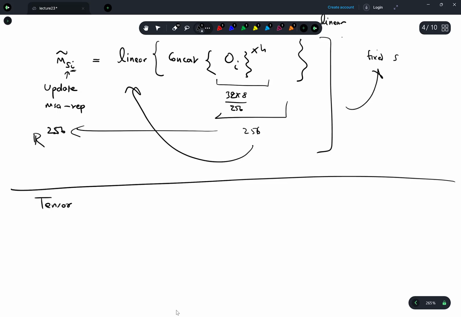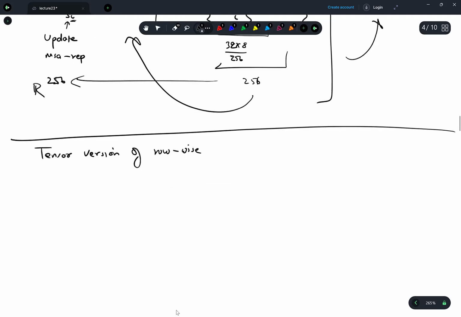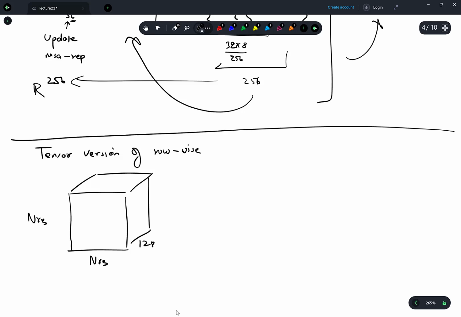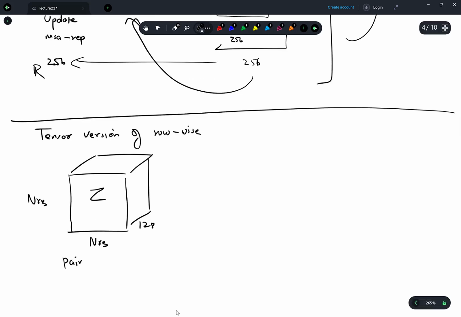Okay, so here's what we're going to do. We got two pieces of information. One is the pairwise, which is nres by nres by 128. I'm going to call this a Z matrix, the basic pairwise matrix. This is actually very straightforward. You just do a linear, and you just get an nres by nres output.